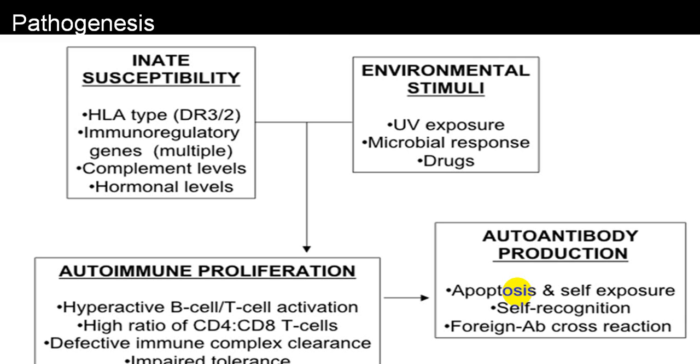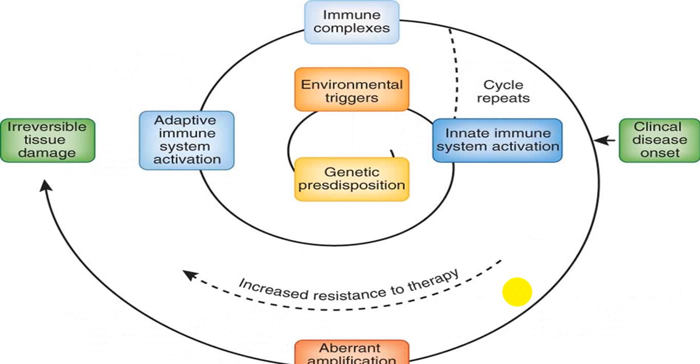Foreign body cross-reaction will take place. So, because of genetic predisposition and environmental trigger, these two are prime factors, there will be innate immune system activation, which will lead to adaptive immune system activation. There will be formation of immune complexes, which will give rise to clinical disease onset, aberrant amplification pathway, and irreversible tissue damage. So this cycle will continue.